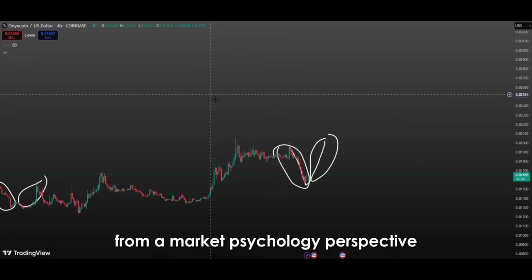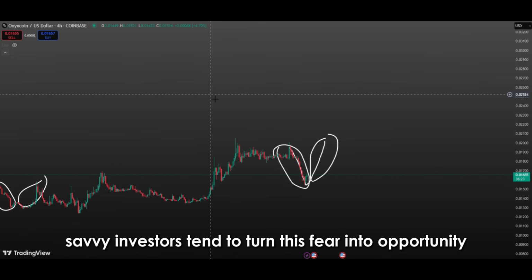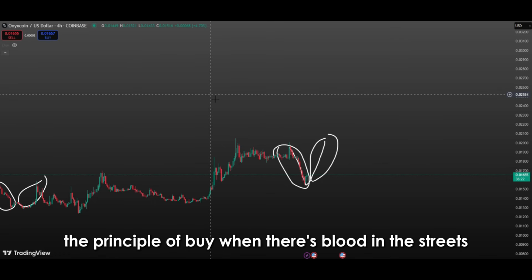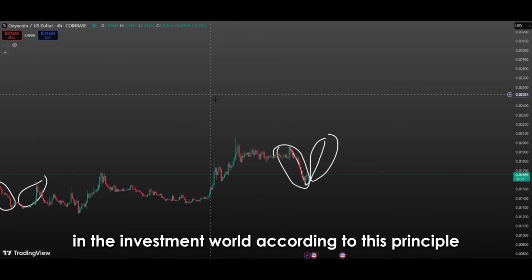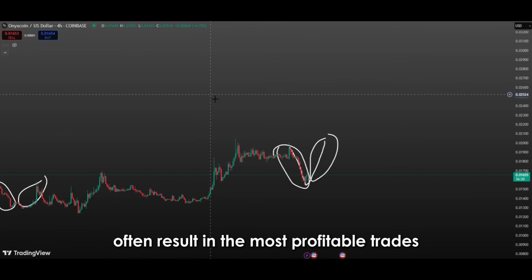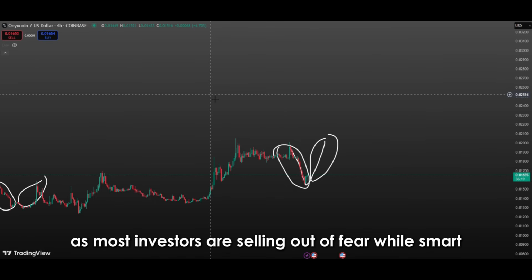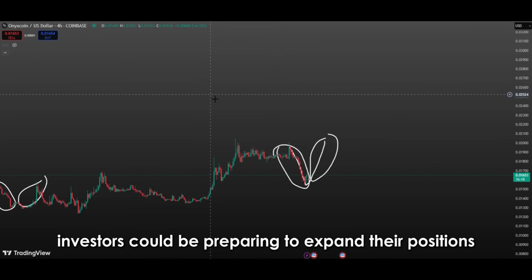From a market psychology perspective, these sharp drops typically create a climate of fear. However, savvy investors tend to turn this fear into opportunity. The principle of "buy when there's blood in the streets" is one of the most well-known mottos in the investment world. According to this principle, purchases made during panic moments often result in the most profitable trades. A similar situation may be unfolding now, as most investors are selling out of fear, while smart investors could be preparing to expand their positions at these levels.